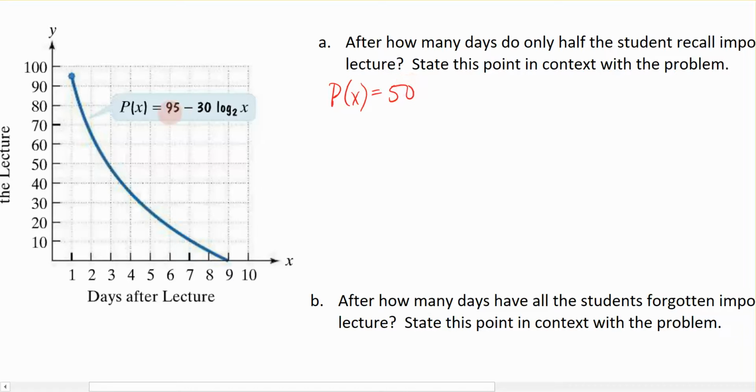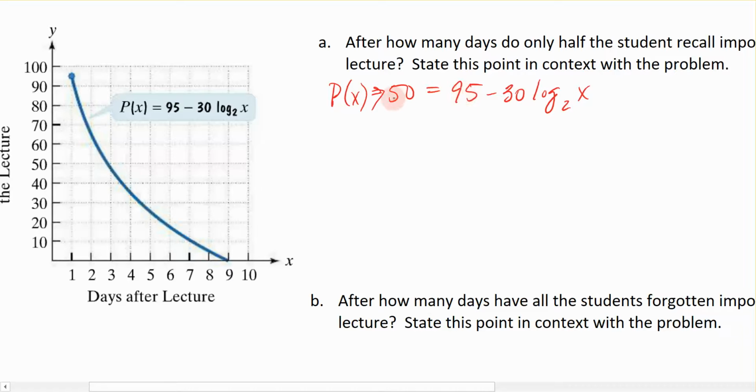And the function is 95 minus 30 log 2x. So in other words, 50 would be equal to 95 minus 30 log base 2 of x, because p of x was equal to 50. So we set the equation equal to 50 and solve for x. We have only a single log function showing up in this equation, and so I'm going to isolate this by itself.